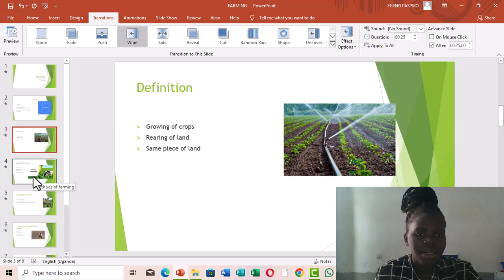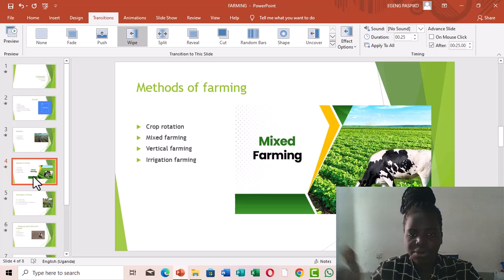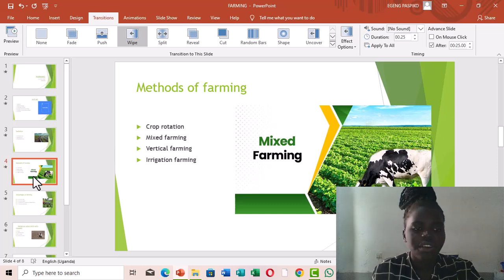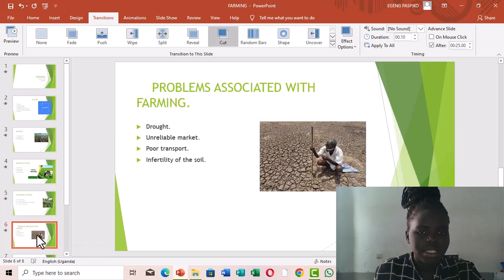Then we see on the fourth slide the methods of farming, and on the side you see a photo of a cow in a garden, and it is mixed farming, which we have here as one of the methods. So we see growing of crops and rearing of animals in the same piece of land. And then advantages of farming. And then we come to the sixth, where we see problems associated with farming.